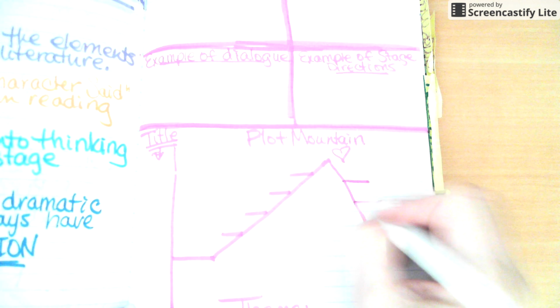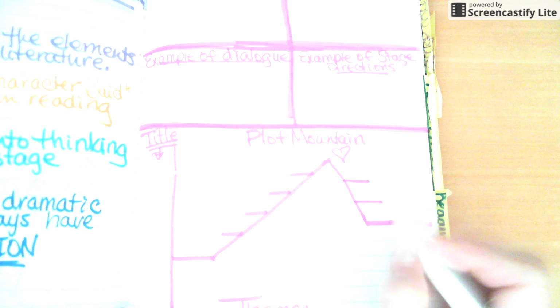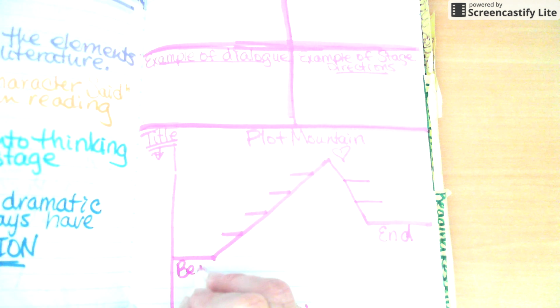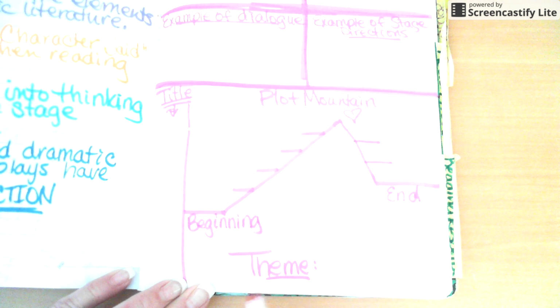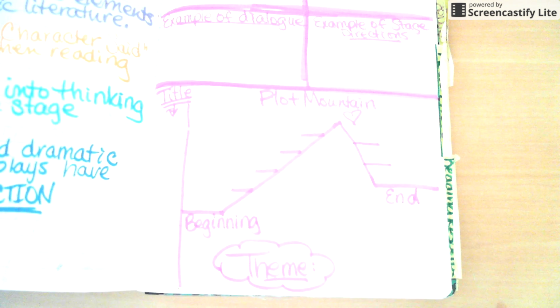And then you have some falling action. You have the heart of the story, and then maybe one or two things that happen after that. And then you have the end of the story. So you have the beginning, and you have the end. And then at the very end of the story, you have the theme. What is the message or lesson that the author wants you to know because they wrote that play?